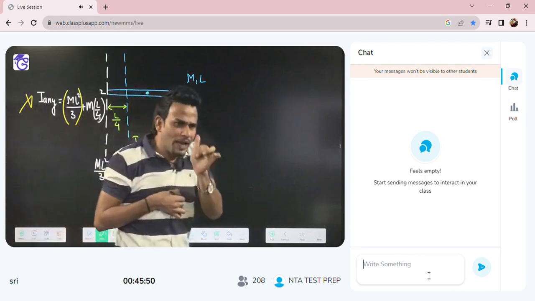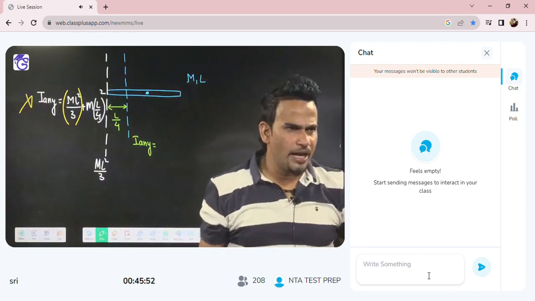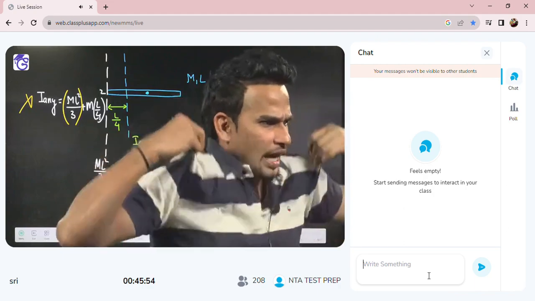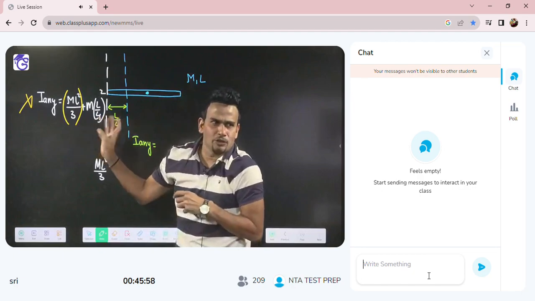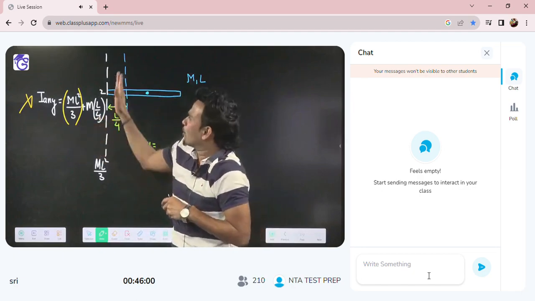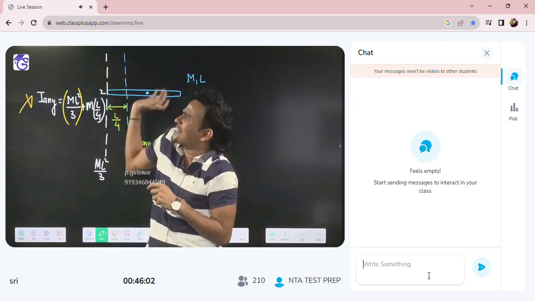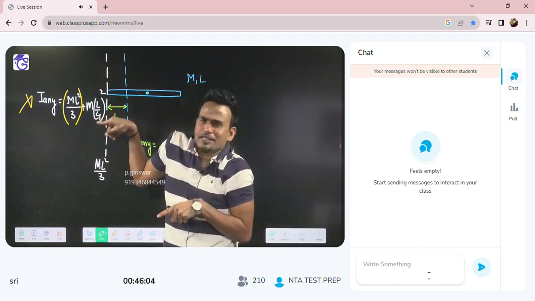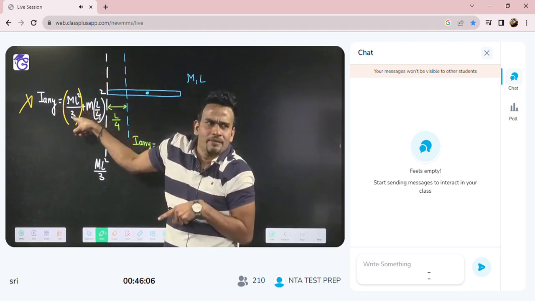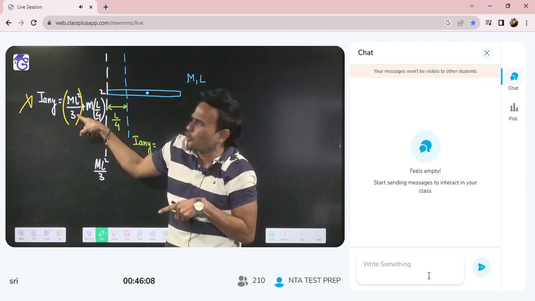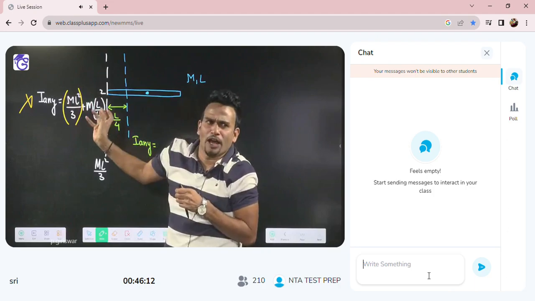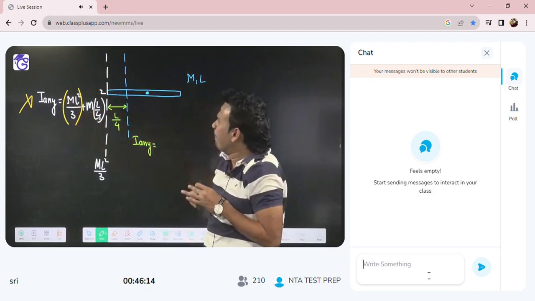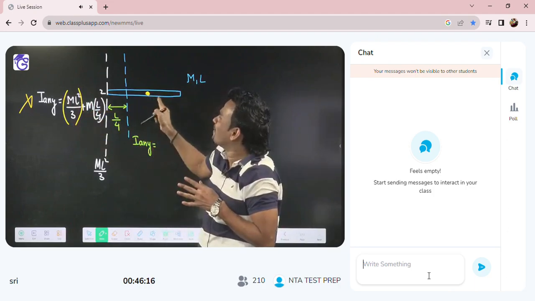Now people are giving correct answer. Shyam very good, Sumraja very good, Nalli very good. This is a very common mistake. That's why I show you the mistake. What students do in hurry: about this, I know, sir, ml square by 3 plus md square. Wrong. It's not any moment of inertia. It's always center. You cannot write end plus md square. Always remember, you have to always start from center.